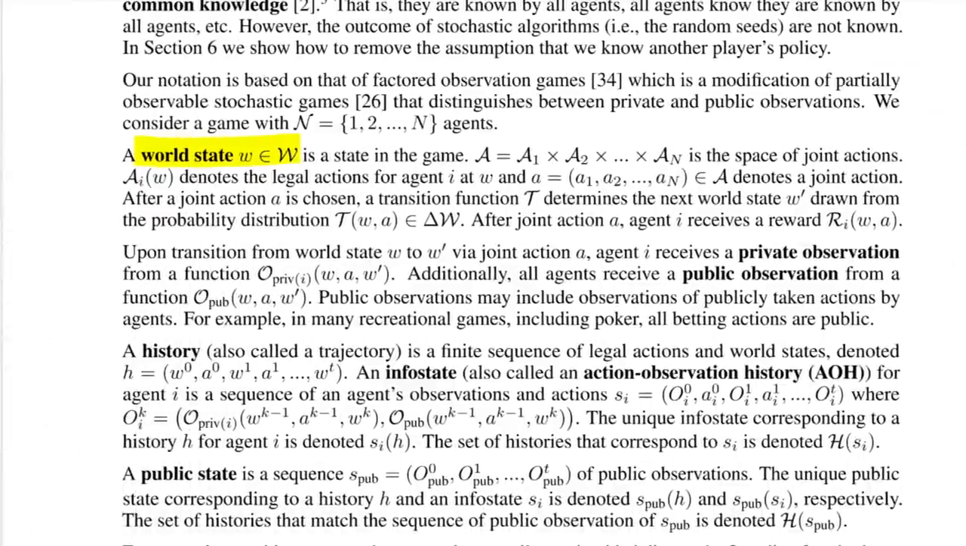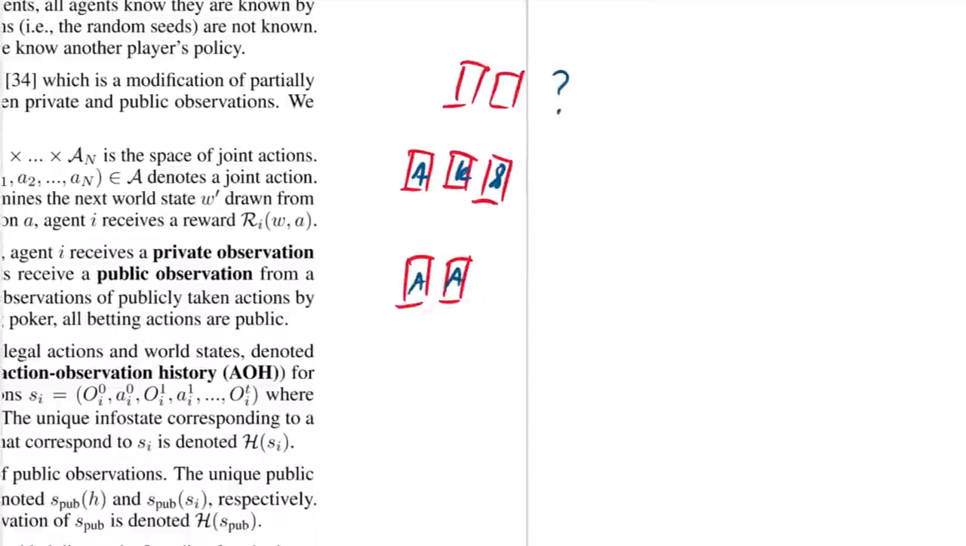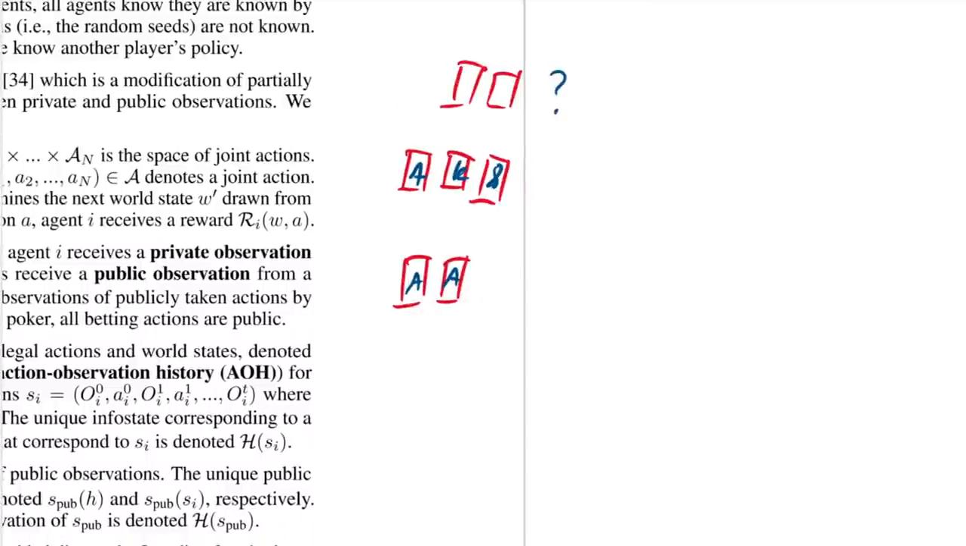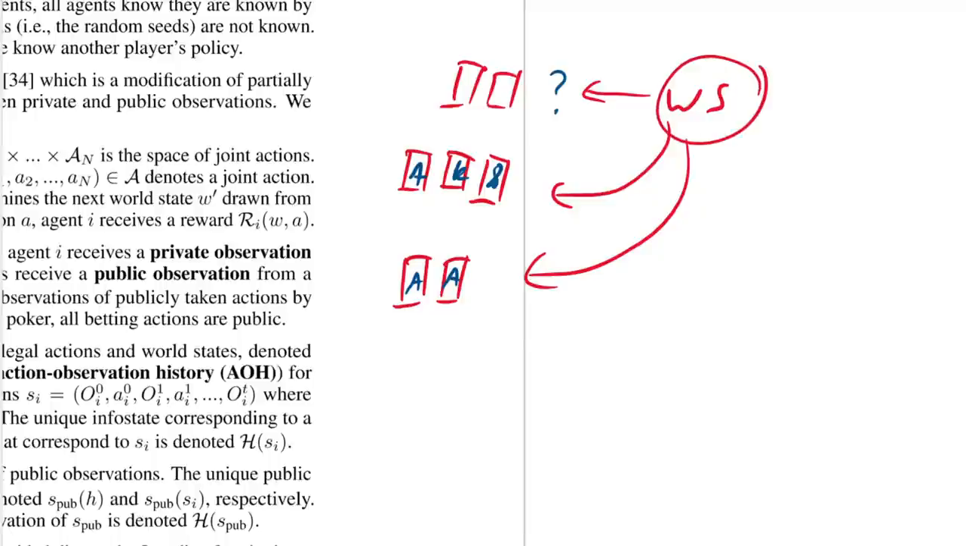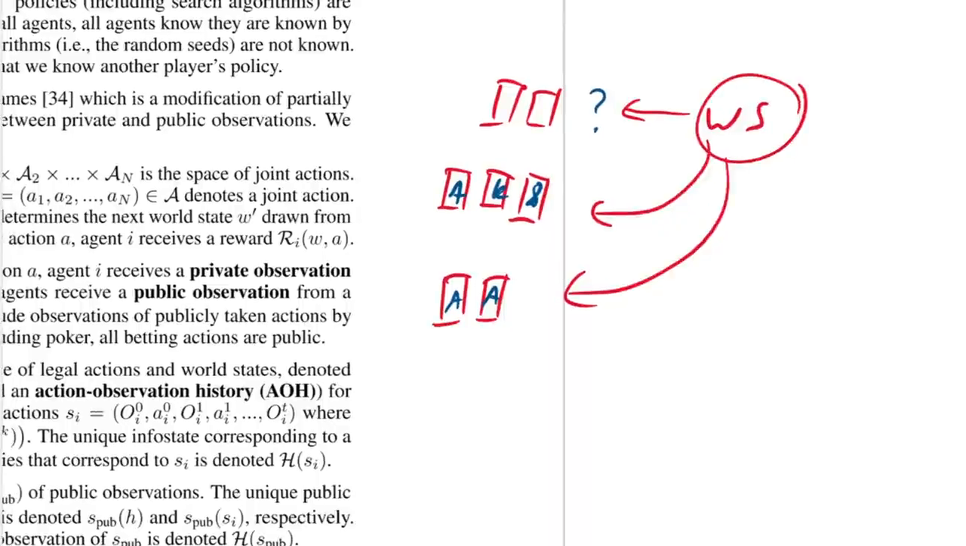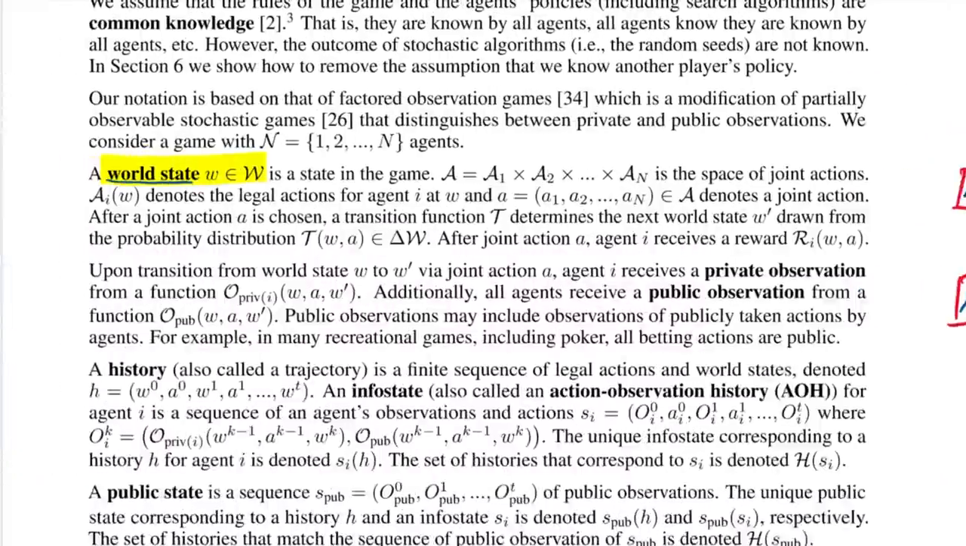So the world state is the fixed entire state of the world. So the world state would include your cards, the public cards, and your opponent's cards. So the world state is sort of like a super user can look at all of the cards. Okay, that's the world state. No one knows the full world state, but it still exists.